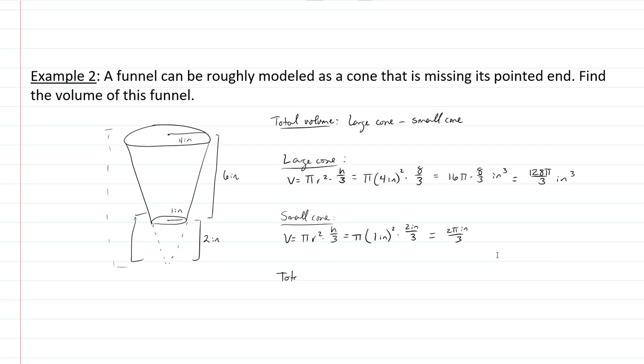So in total, we have 128 pi over 3 inches cubed minus 2 pi over 3 inches cubed. And we can carry out just normal fraction subtraction here. And we end up with 126 pi over 3 inches cubed. Now we could reduce this to 42 inches cubed. Sorry, 42 pi inches cubed.